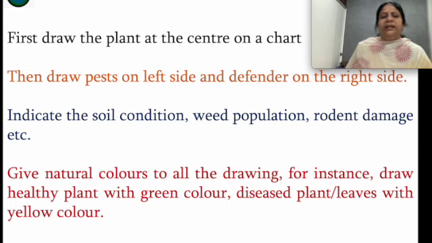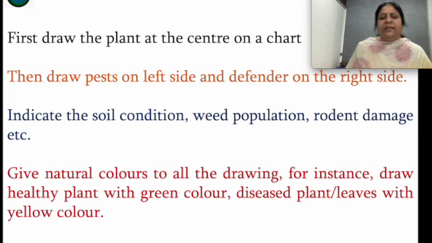Indicate the soil condition, weed population, rodent damage. All the damages are to be represented in the chart itself. Give natural colors to all the drawing. For instance, draw a healthy plant with green color, diseased plant with yellow color. If any reddening of the plant is there, use the red color, like that.